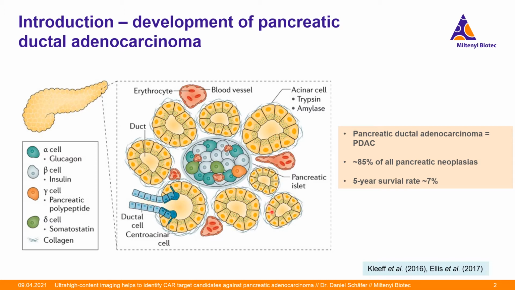If a neoplasia arises from one of these cell types, we call it a pancreatic ductal adenocarcinoma, or PDAC for short. It is a very dreadful disease and has a median 5-year overall survival of only 7%.